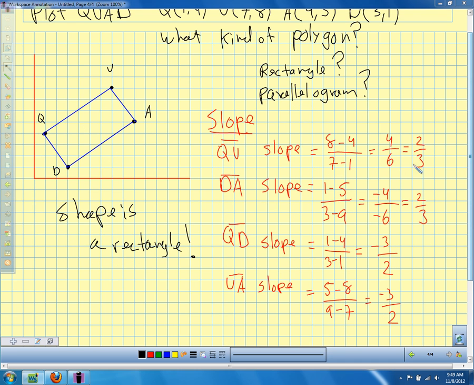So this is the kind of question that you'll have on your homework, calculating these slopes to figure out what kind of quadrilateral you have. All right, I just want to talk about one more formula that we need, and then we'll be done.